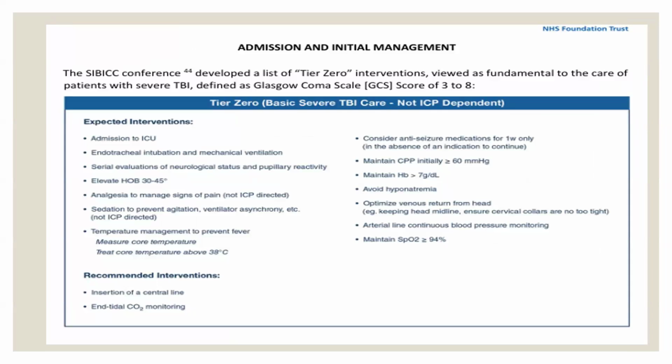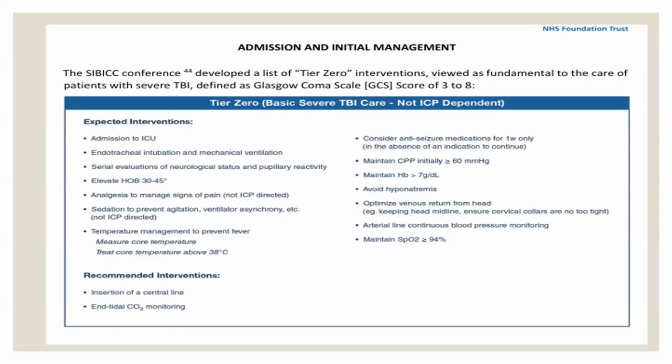So we'll see what is tier 0 treatment. If somebody presents with severe traumatic brain injury with a GCS score of 3 to 8, the expected interventions are admission to the ICU, endotracheal intubation, mechanical ventilation, serial evaluation of neurological status, pupillary reactivity, then the elevation of the head end of the bed to 30 to 45 degrees, analgesia to manage the signs of pain, sedation to prevent agitation and ventilatory asynchrony, and temperature management to prevent fever.